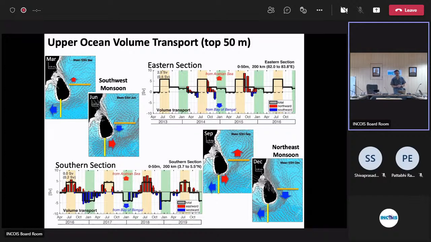The southern section gives you a better picture of the annual cycle of the volume transport, right? So here you really see the sorts of things we would expect to see. If you look at the summer monsoon, you see eastward volume transport pretty consistently, right? Lots of red arrows going up. If you look at the northeast monsoon and the green stripes, you typically see blue bars going down. It's a westward transport of water from the Bay of Bengal into the Arabian Sea. Pretty clear pattern. The intermonsoons are marked by a bit more variability in the direction of volume transports.